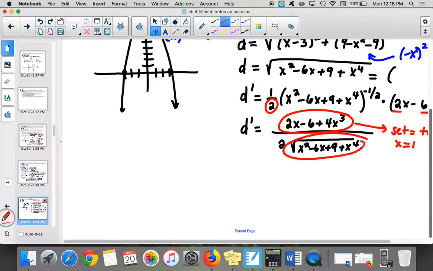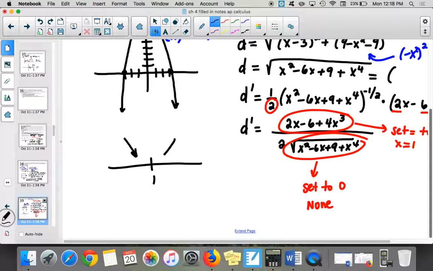And then when we set this equal to 0, we end up getting none. So there's no answer there. So our only critical value ends up being 1. And you can check, it does go down and then up for a d prime. So that is a minimum distance.